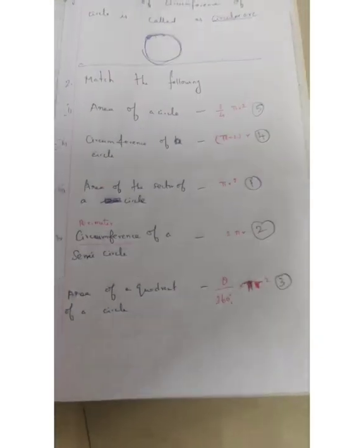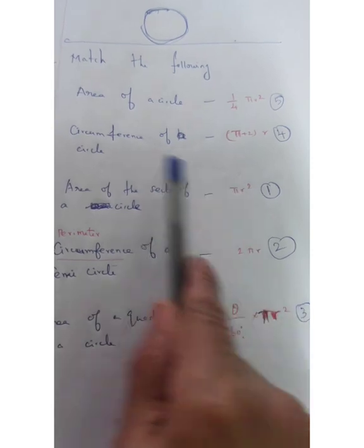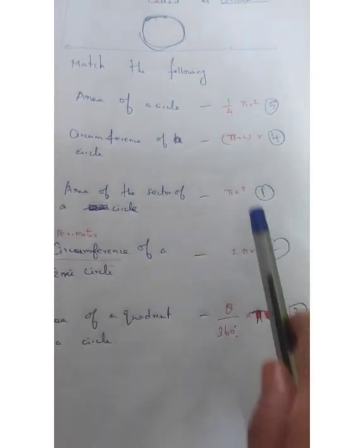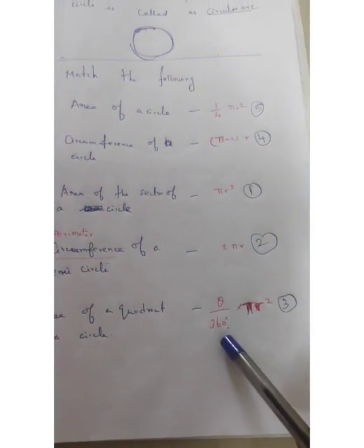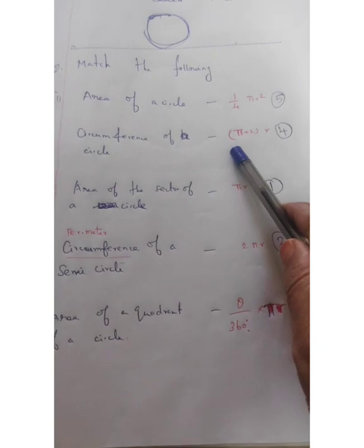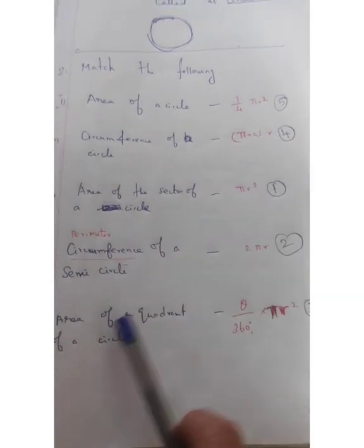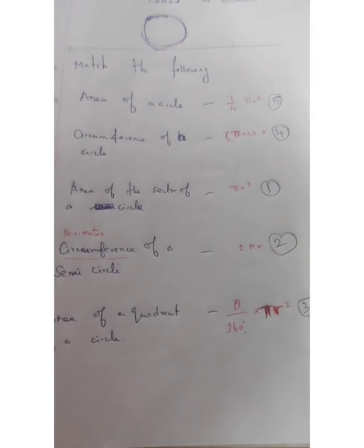See there, the area of a circle must be studied. Area of a circle equals pi r square. Circumference of the circle equals 2 pi r. Area of the sector of a circle equals theta by 360 degree into pi r squared. Circumference of a semicircle equals pi plus 2 into r. Area of the quadrant of the circle equals pi r squared by 4, or 1 by 4 into pi r squared.